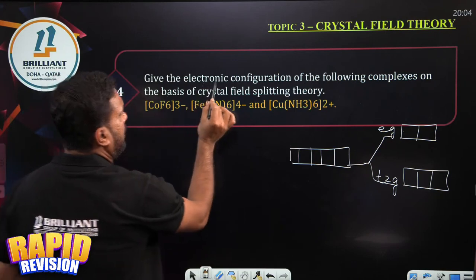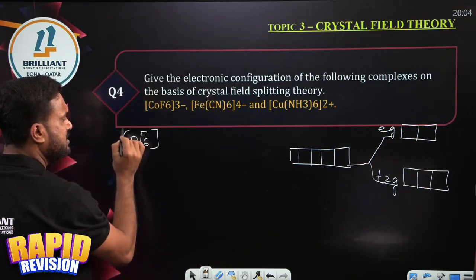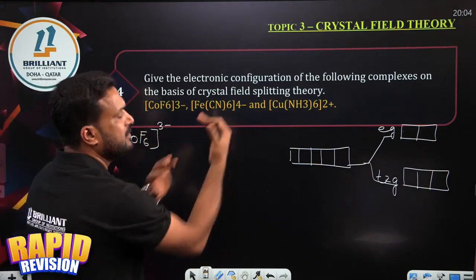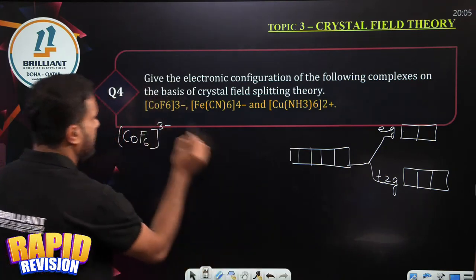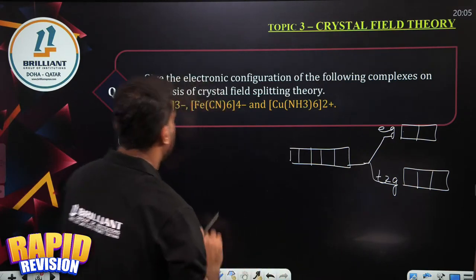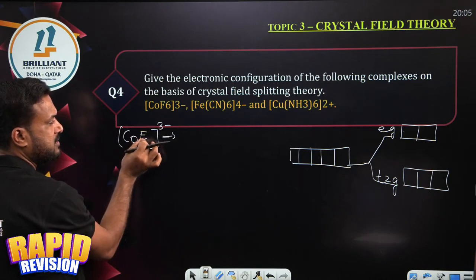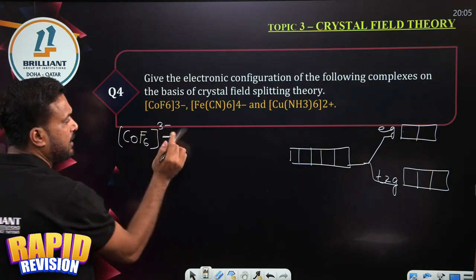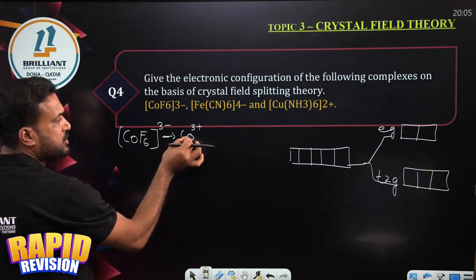Now listen. Here we will take the first complex, [CoF6]3-. This is an easy one. Just listen to how to write it, then you can do the next question yourself. First, find out the oxidation state of cobalt. F is -1, so -1 times 6 is -6, which comes to the right-hand side as +6. So cobalt is 3+. You understood that, right? The oxidation state of cobalt is 3+.